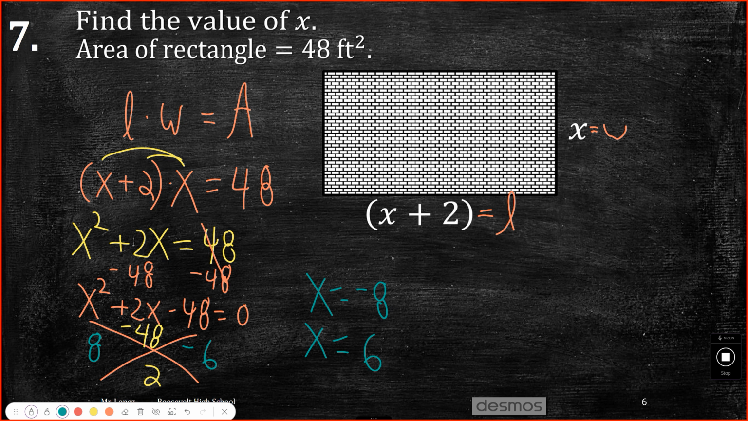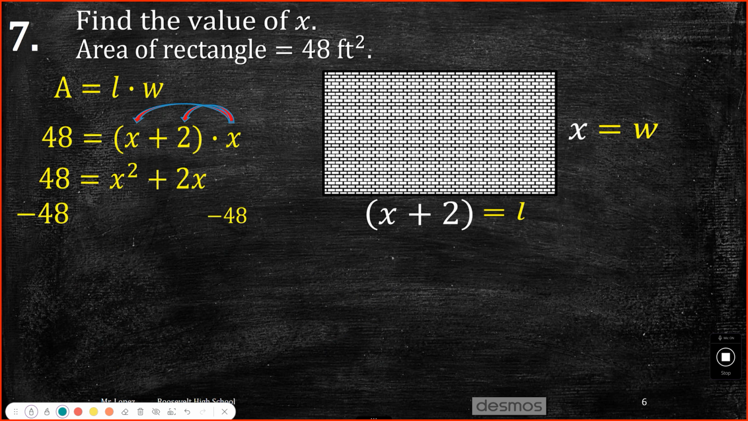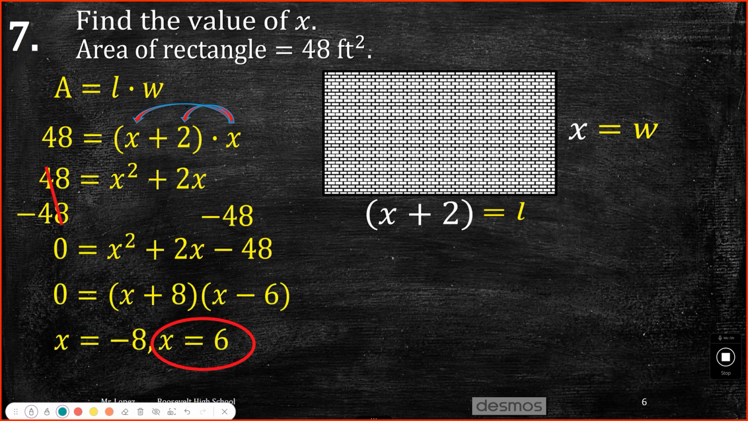So now, let's really think about these solutions. Can x equal negative 8? Can a length really be equal to negative 8? It makes no sense, does it? So then what's the only answer? X is 6, isn't it? Because if this is 6, and this is 6 plus 2, which is 8, what is 8 times 6? 48. So the only answer that could be correct is 6. That makes sense. All right, and we're done.